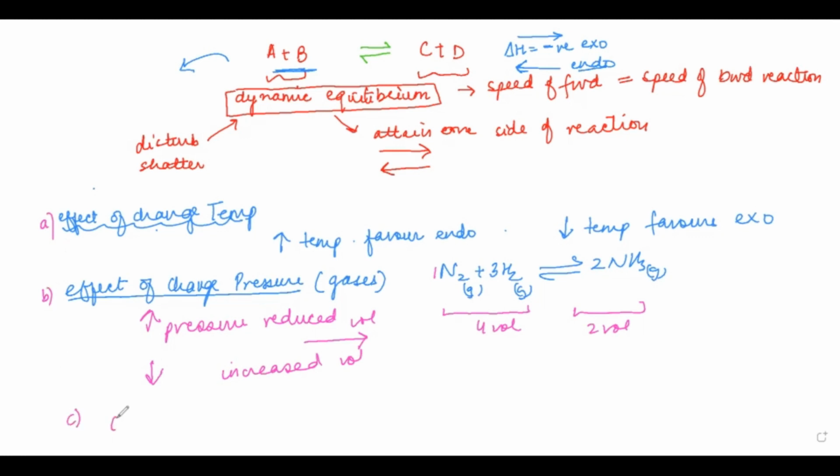Coming to the factor C, that's concentration. The effect of change in concentration. So in this scenario, अगर मैं A and B is going to give me C and D, अगर मैं A की concentration increase करती हूँ तो forward चला जाएगा. Similarly, अगर D की concentration increase करती हूँ, तो ये backward चला जाएगा.